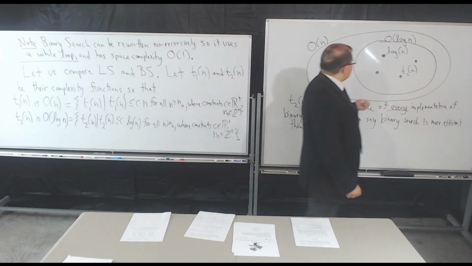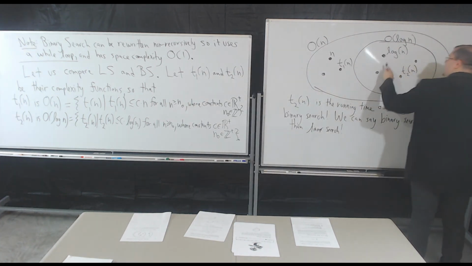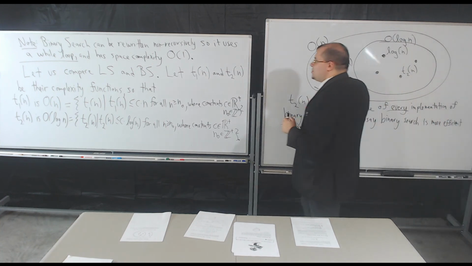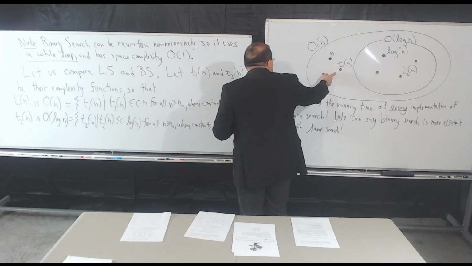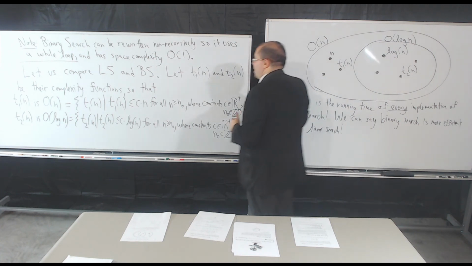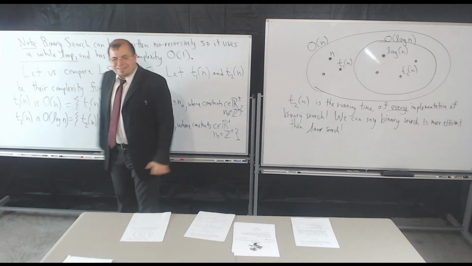So the reason why we say binary search is more efficient is because it's in big O of log n. It technically is also in big O of n. However, linear search is only in big O of n, but not in big O of log n. Okay? Is that neat?